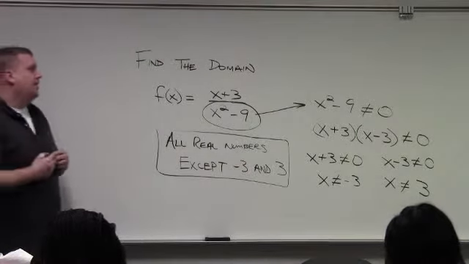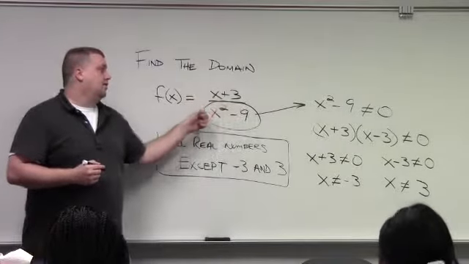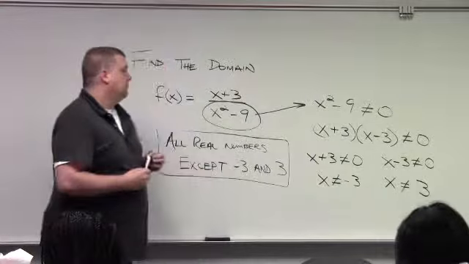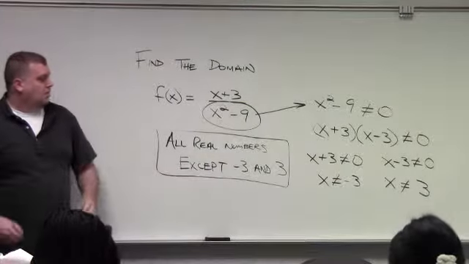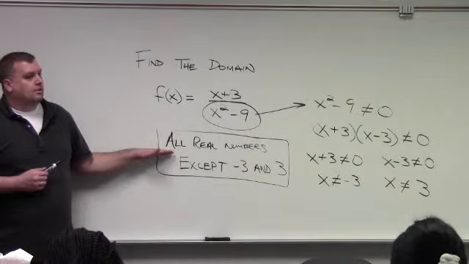So when we're finding the domain, are we interested in the numerator at all? No. You're just focusing on the denominator. The denominator cannot be equal to 0. And then you're just finding what values will give you 0, and then stating that domain. Any questions there?